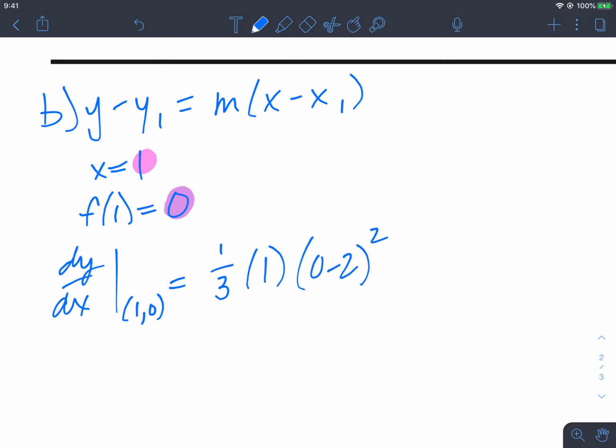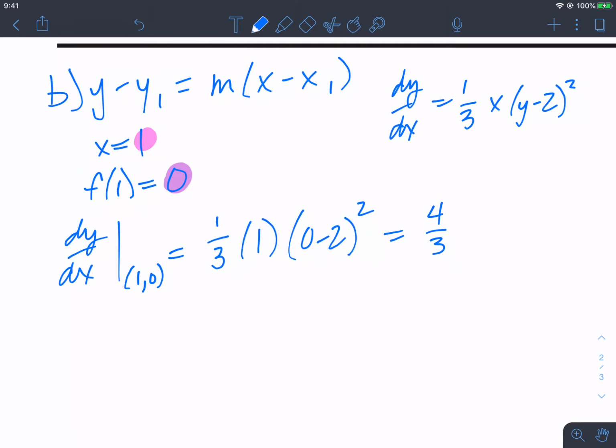squared. The derivative was given at the top of the page, so rather than scrolling back up for it, it's 1/3 x times (y minus 2) squared. We're just plugging in the 1 for x and the 0 for y. Simplifying this, we would get 4/3. So the slope is 4/3. Let's plug these in to write the equation: y minus 0 equals 4/3 times (x minus 1). That's your tangent line.